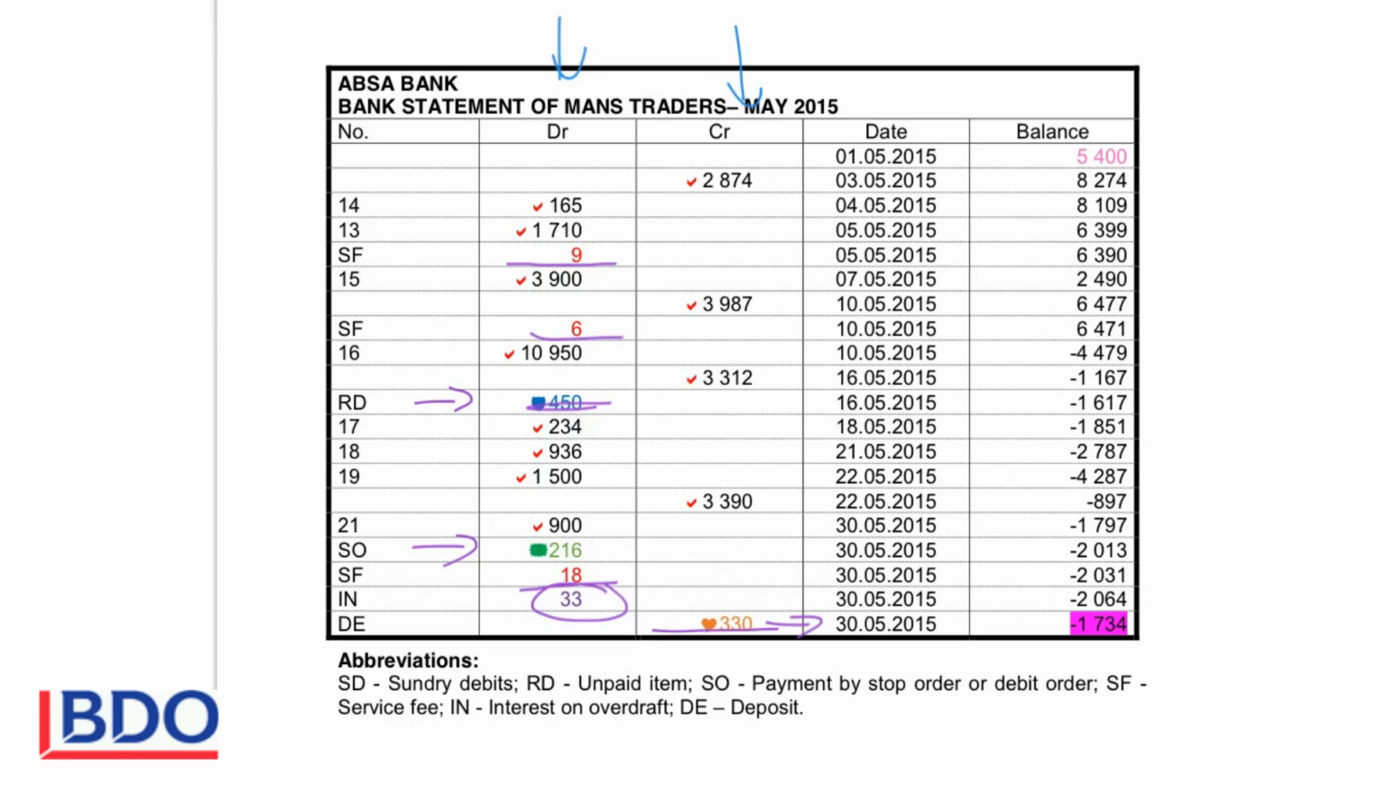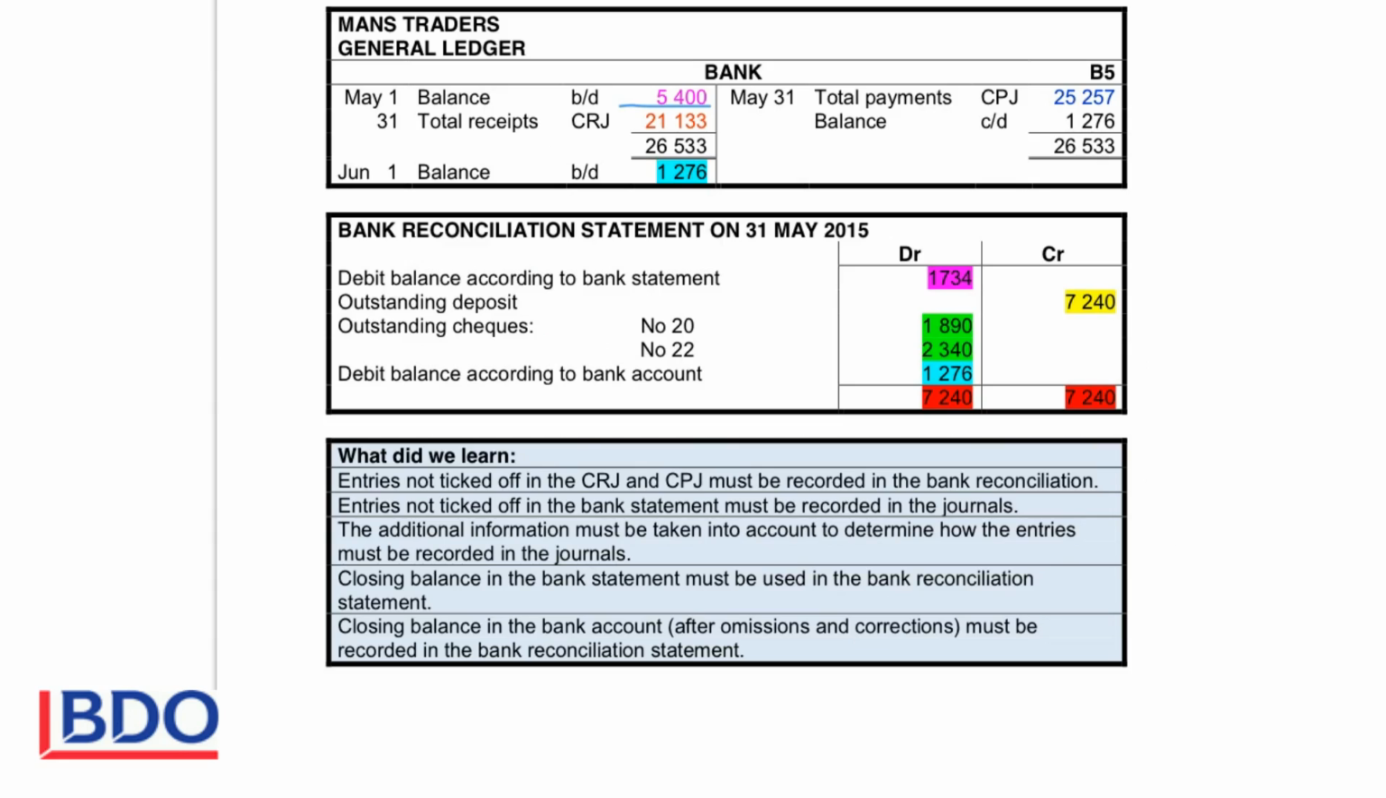So the balance at the end of the bank statement, the 1734, will be your opening balance in the bank reconciliation statement. Now, if you look at the signs, there's a minus before the 1734. That means that it is a bank overdraft. So we have to show it in the bank reconciliation as an opening balance on the debit side. Because if we have money, we will record it on the credit side. In the bank reconciliation statement, we will open it with this debit balance of 1734 because it's an overdraft.